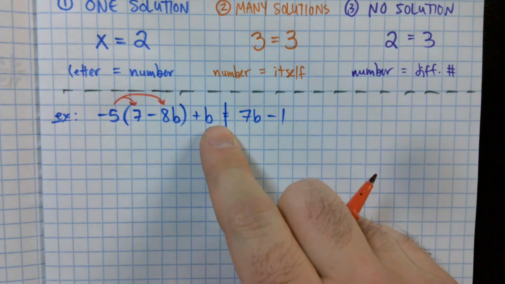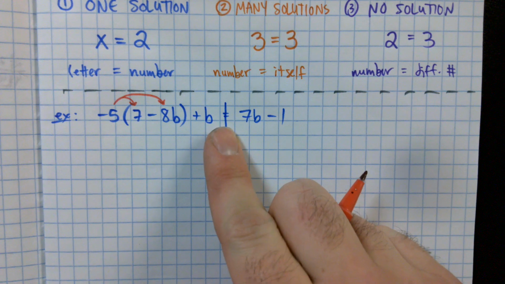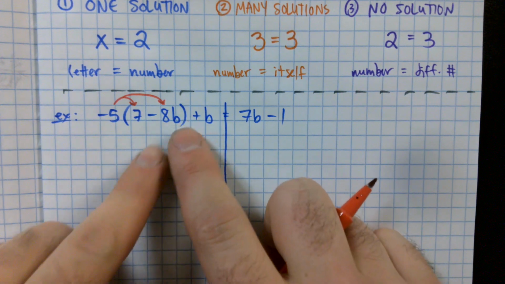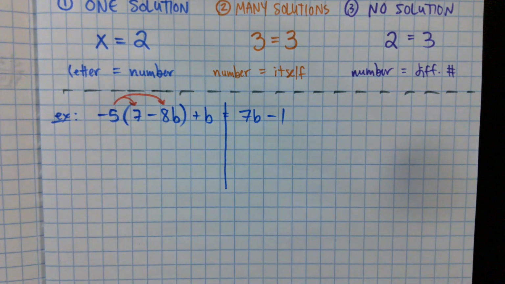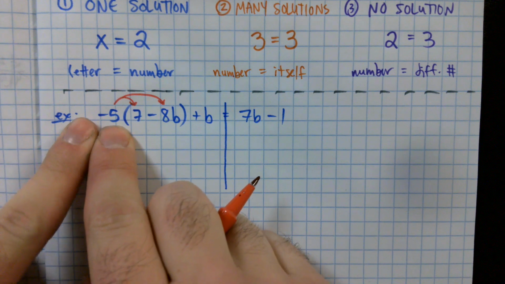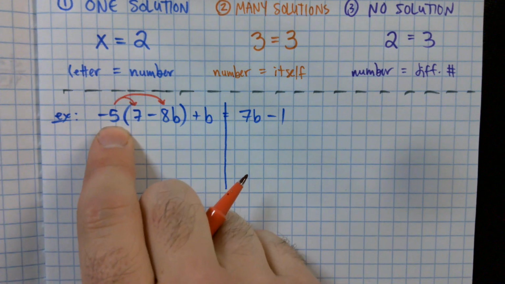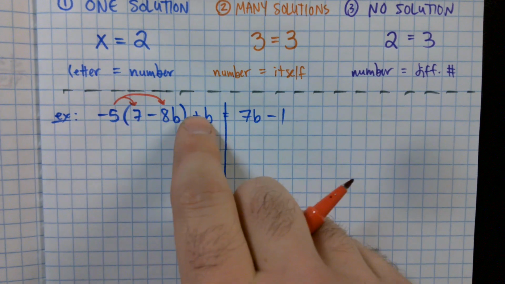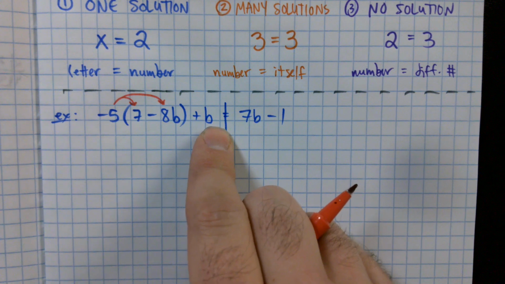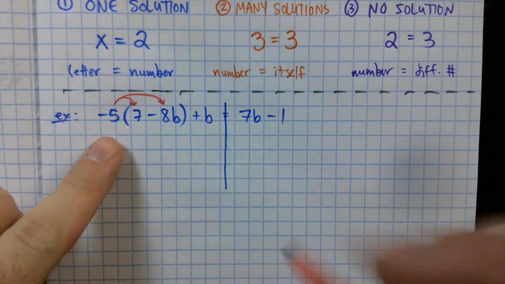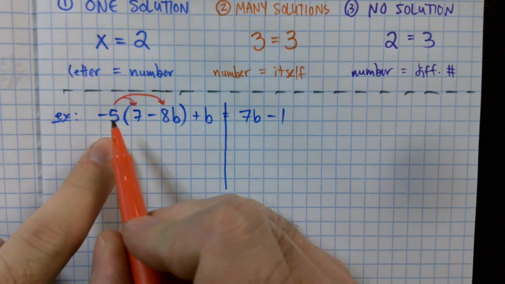Why aren't I distributing it to this b? Who could tell me? Christian, why not? It's not inside the parentheses. Right, again, inside the parentheses, that's all of you in this classroom. Here's me, the teacher, on the outside. I'm distributing a worksheet to everyone, but if you're not in my class, you're not getting a worksheet. You see what I mean? So we're going to leave this b alone for now.